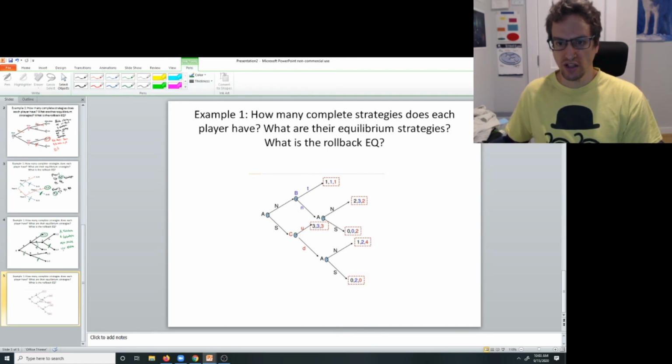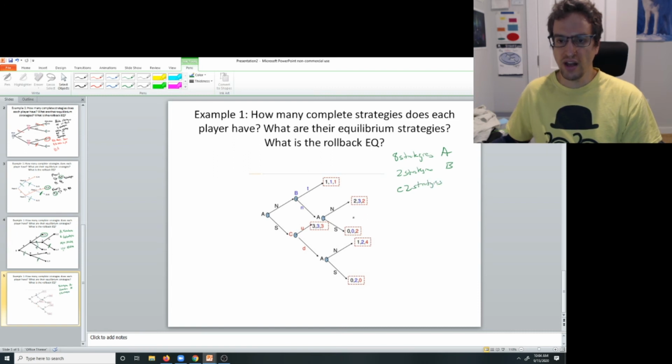A has 3 nodes. Each they have 2 choices. So 3 nodes and 2 choices means that you have 8 strategies for A. B only has 1 decision node, and they only have 2 strategies for that. So B has 2 strategies, and C has 2 strategies as well.